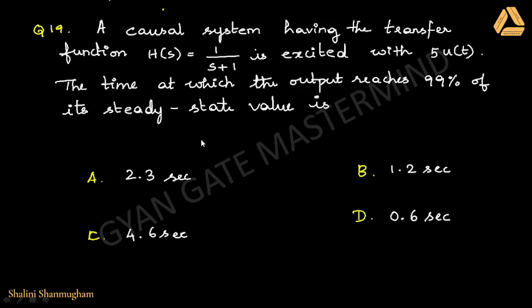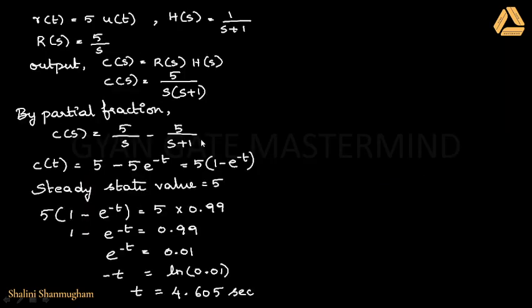So coming to the solution, given is H(s) equal to 1 by s plus 1 and the input r(t) is 5 u(t). If you take the Laplace transform, it is 5 by s. So the output is given by C(s) equal to R(s) into H(s). So multiply 5 by s with this H(s), and you will get the output response.